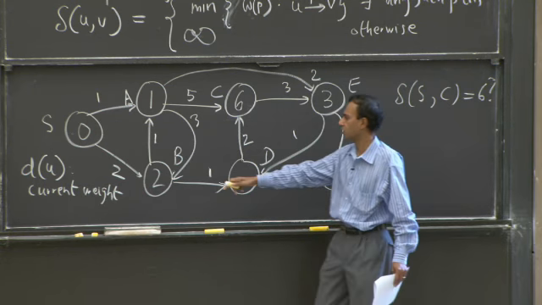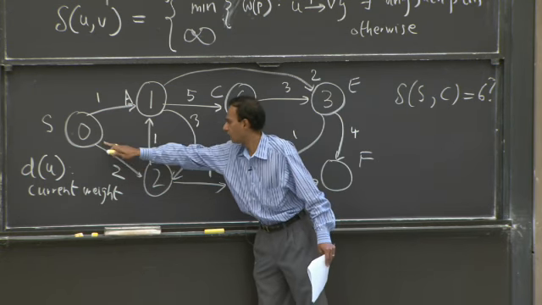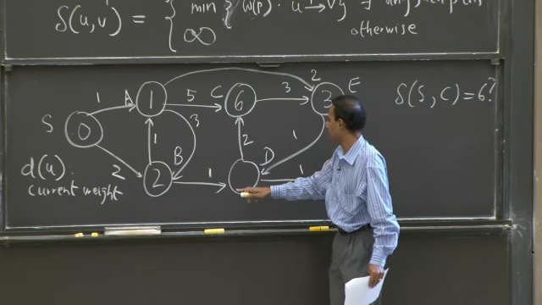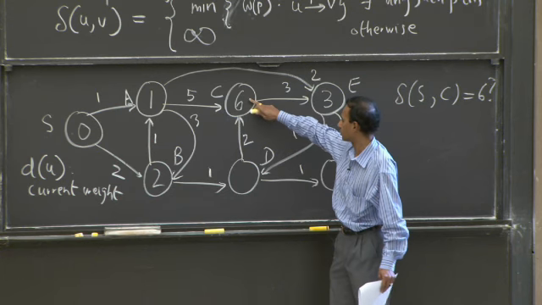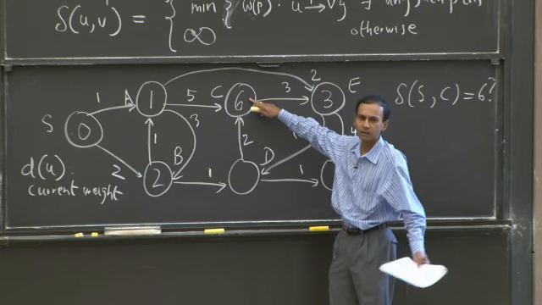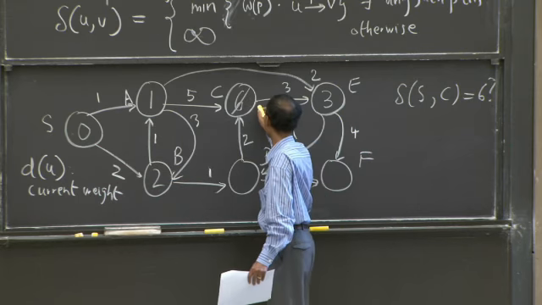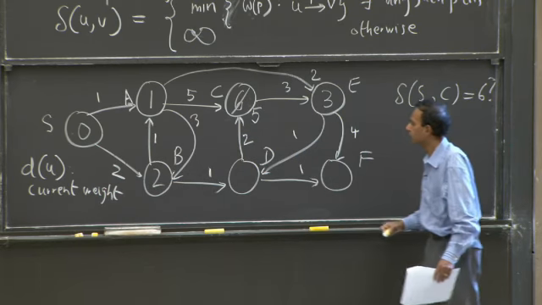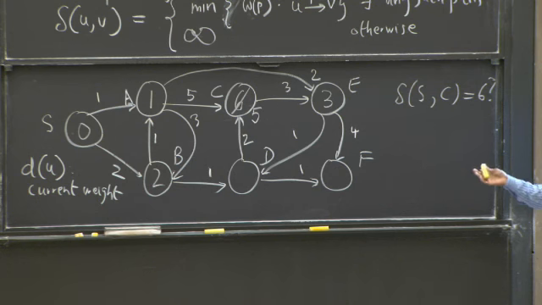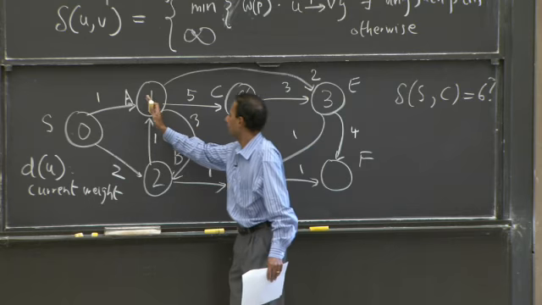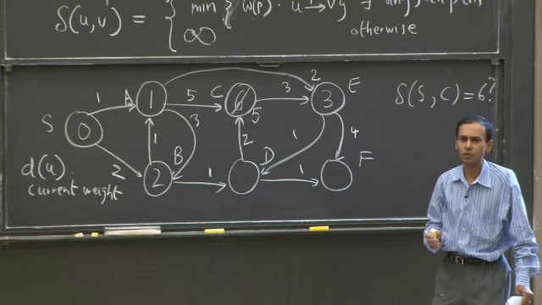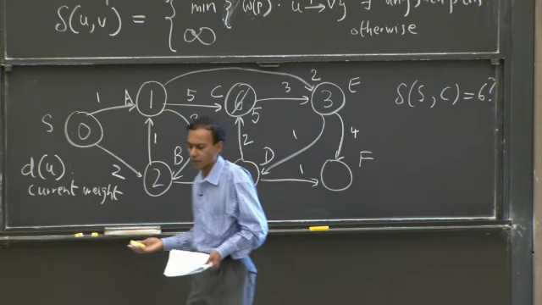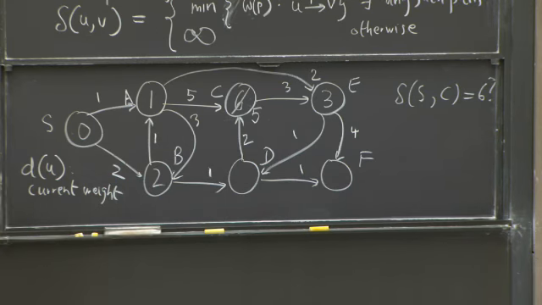I mean, one way is to go from S to B to D to C, right? And that would give me 5, right? So that's 5. Can I do better than 5? Not in this graph, okay? So it's not the case that the shortest length path gave you the shortest weight, the smallest weight, right? I mean, that was one example of that.